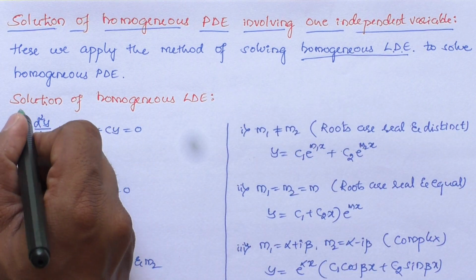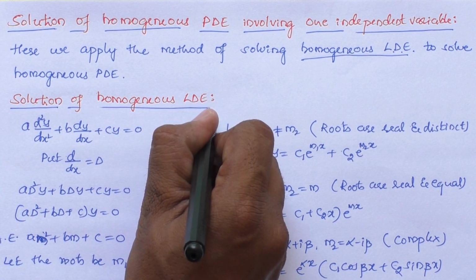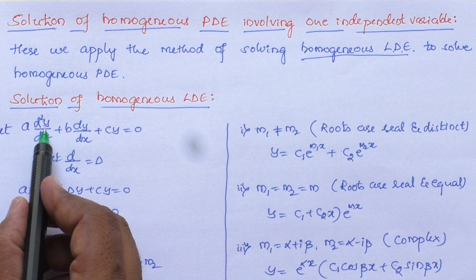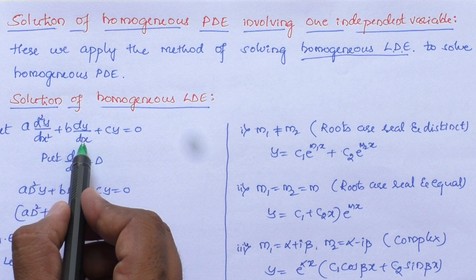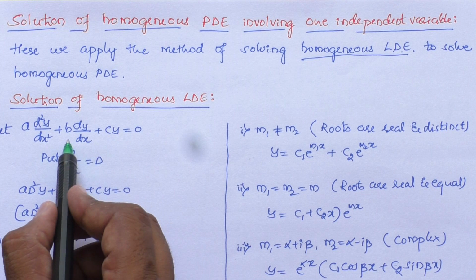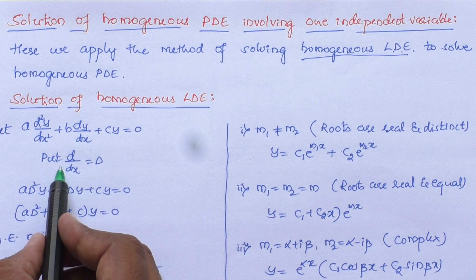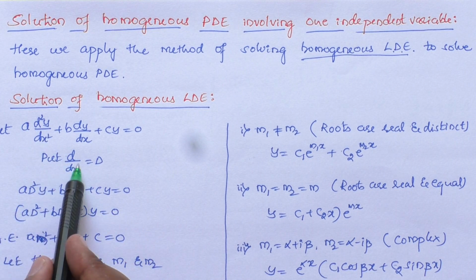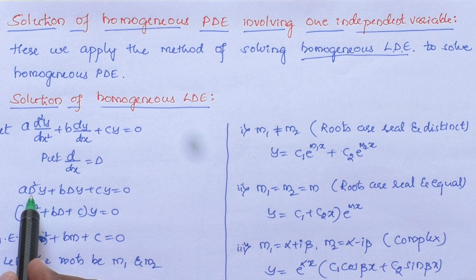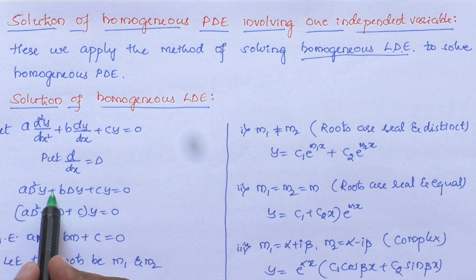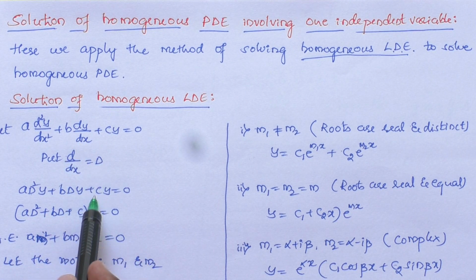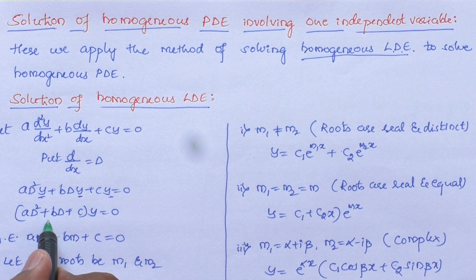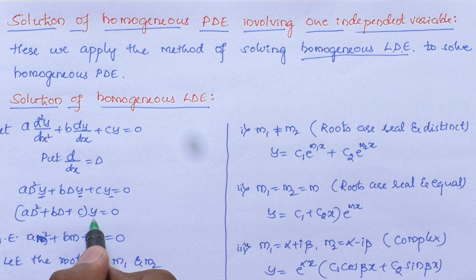Let us recapitulate the solution of a homogeneous linear differential equation. Consider the linear differential equation a d square y by dx square plus b dy by dx plus cy equal to 0. If this is the homogeneous linear differential equation, put d by dx as capital D. When you substitute, we get a D square y plus b D y plus cy equal to 0. Here y is common throughout, so taking it common, (a D square plus b D plus c) y equal to 0.